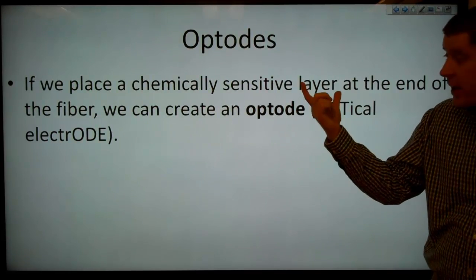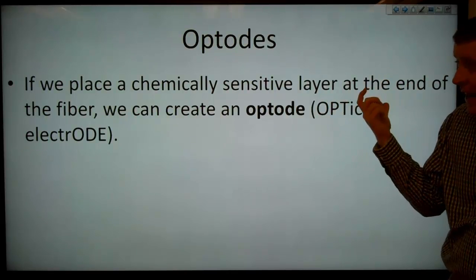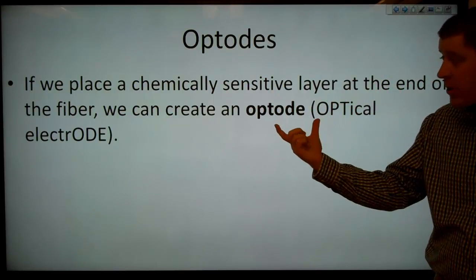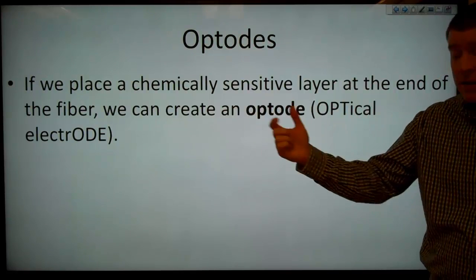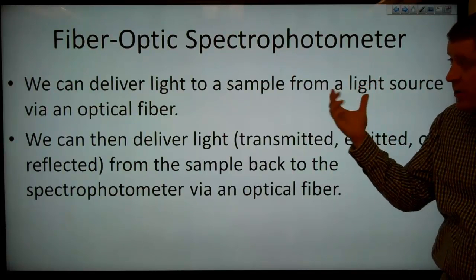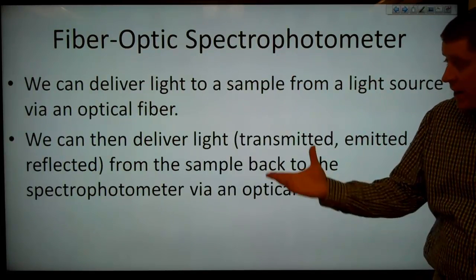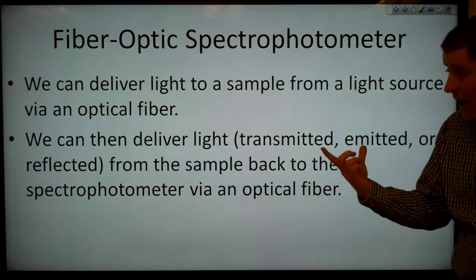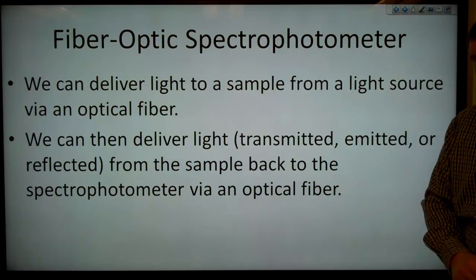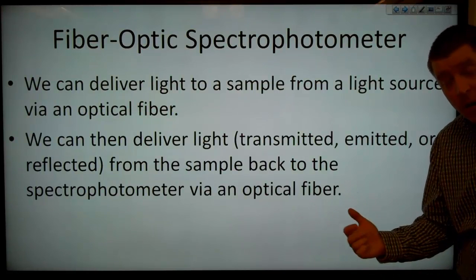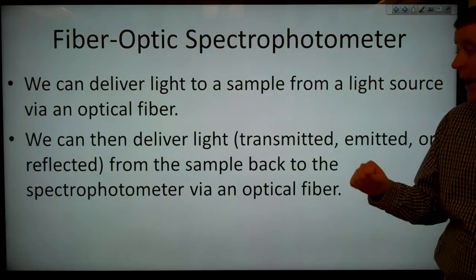So if we place a chemically sensitive layer at the end of the fiber, then we can create an optode. And note that optode is a portmanteau of optical electrode. And we can deliver light to our sample from a light source via an optical fiber. We can then deliver light, transmitted, emitted, or reflected light, back from the sample to our spectrophotometer via an optical fiber. And that may be the same optical fiber, or it may be a different optical fiber.